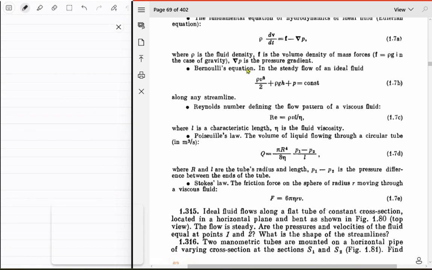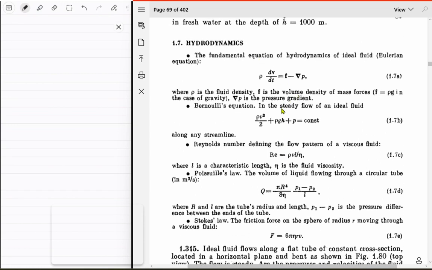Okay, then you have Bernoulli's equation. It says that in a steady state flow of an ideal fluid, this expression rho v squared upon 2 plus rho g h plus the pressure. And here we are using the pressure everywhere. What does the pressure actually mean? It means the static pressure.